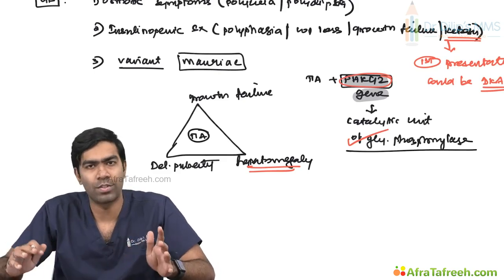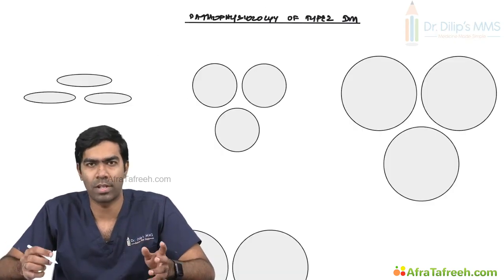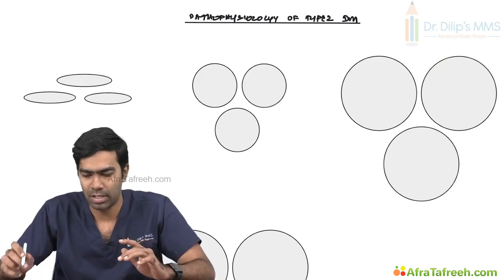Now we have to move on to the pathophysiology of type 2 diabetes mellitus, which is even more complicated than that of type 1 diabetes mellitus.